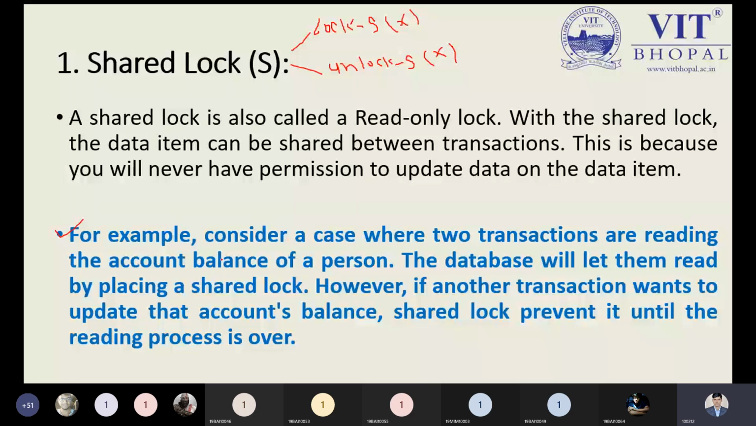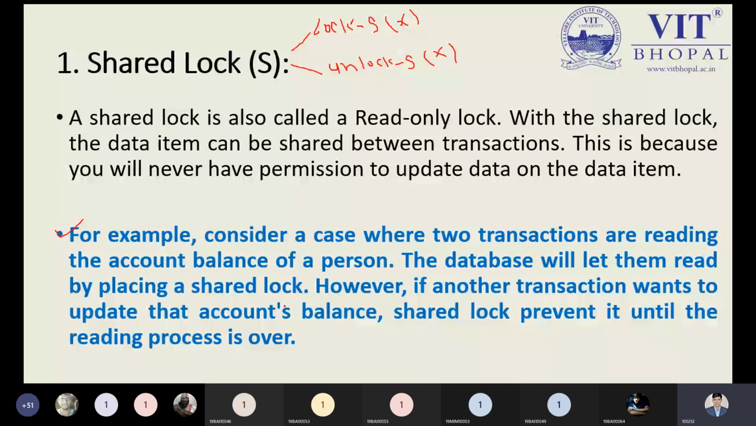Suppose they are reading the information of the account balance, so there will be no problem. We can access it, so the database will let them read by placing the shared lock. However, if another transaction wants to update the account balance, it will not be possible. This is the point we need to keep in mind. So the shared lock prevents it until the reading process is over, because we have used the data item for reading purposes only, so we can't update.